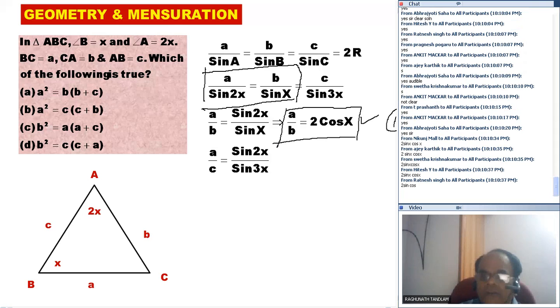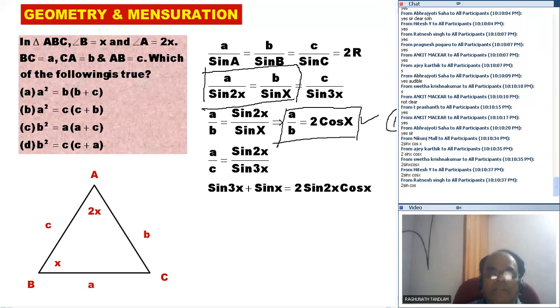Rogan, I'll go through my solution, then I'll look at your solution. Right. Now, we know that sine 3x plus sine x is 2 sine 2x cos x. Because what is sine A plus sine B? 2 sine of (A plus B) by 2 cos of (A minus B) by 2.